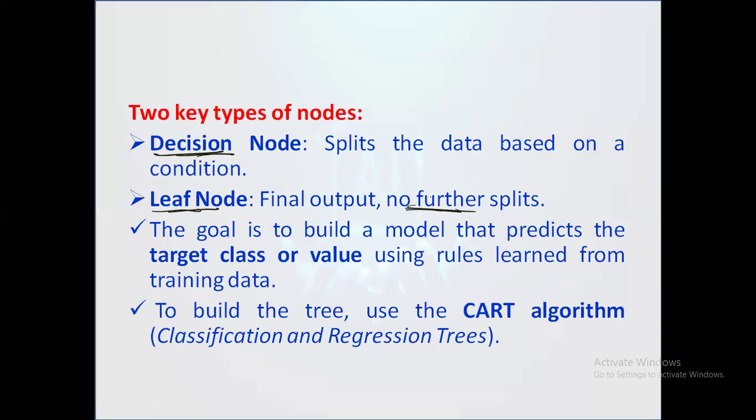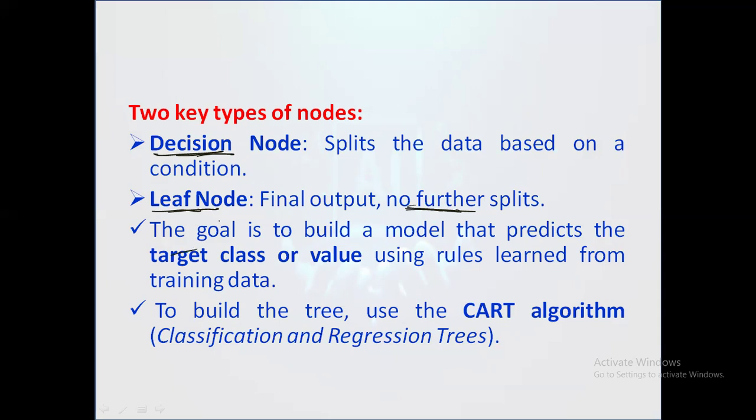The decision node splits the data based on conditions. A decision node asks a question about one of the data's features. Based on the answer, the data is divided and passed along different branches. This is the core mechanism through which the model filters data and learns decision paths.